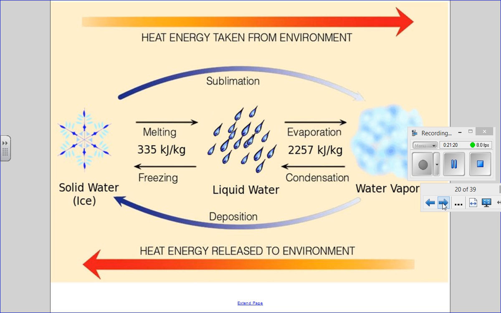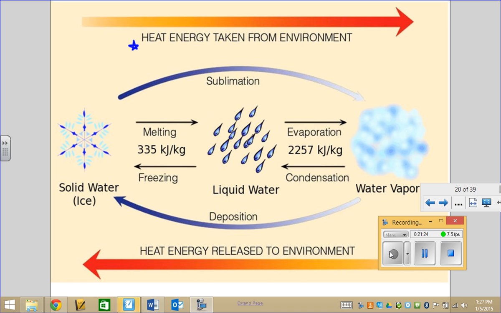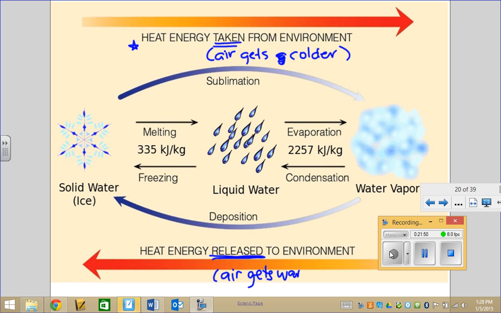So I'm going to pause here and give everyone some time. So if you go from left to right in this picture, heat energy is taken from the environment. That means that the air gets colder. Along the bottom, we're saying if you go from right to left, heat energy is released to the environment. That means air gets warmer.